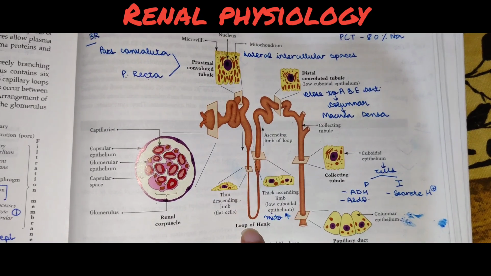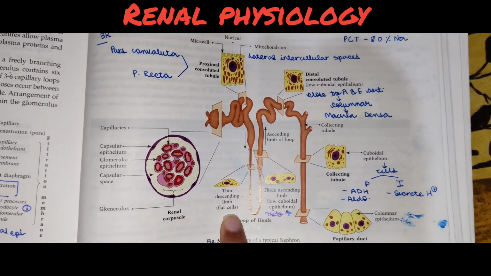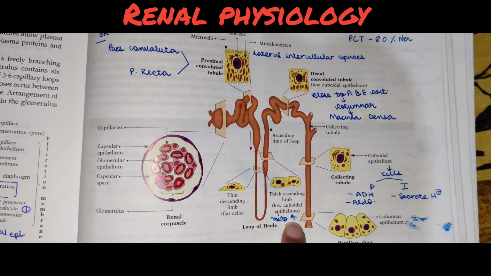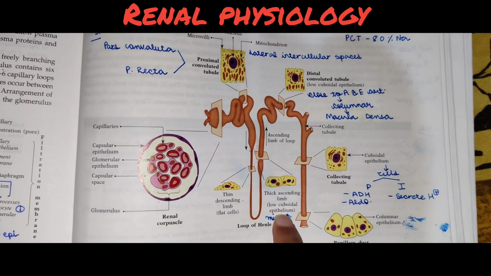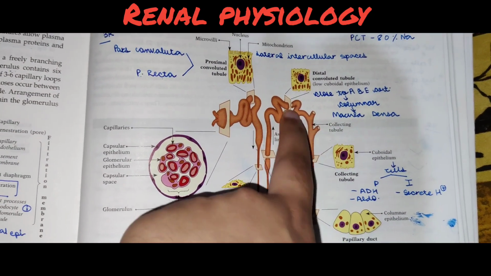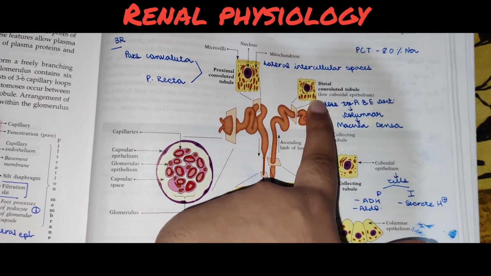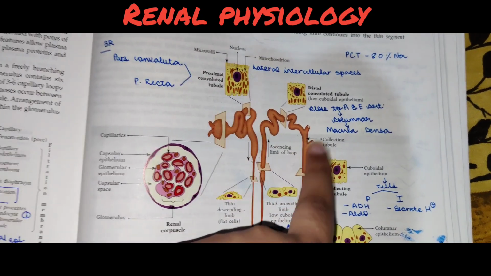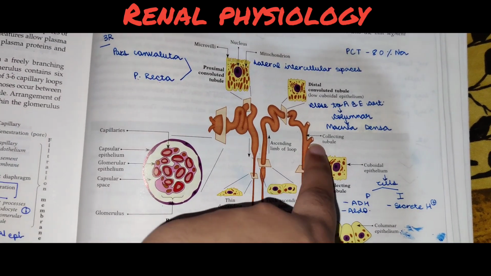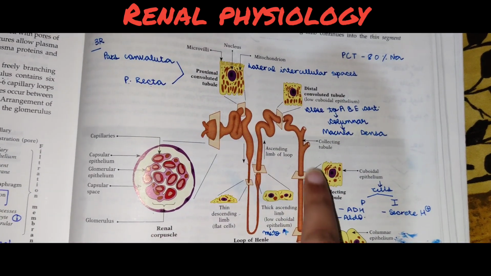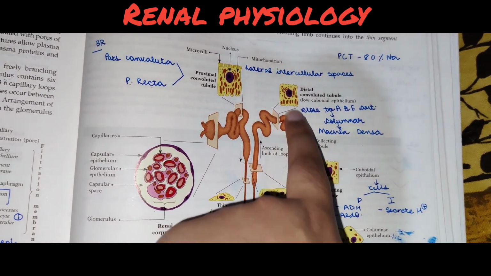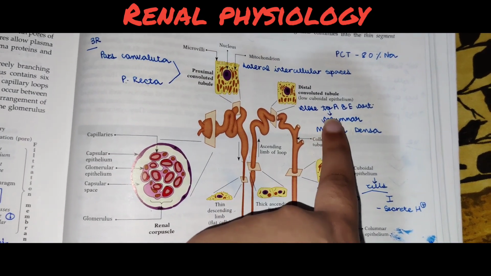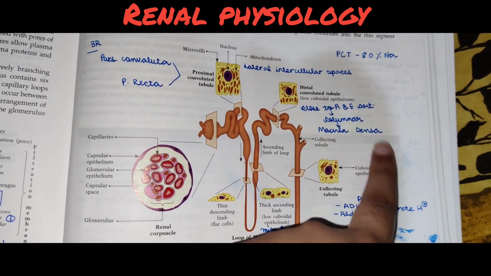Then we have the thin descending loop of Henle, which has flat cells. Then we have the thick ascending loop of Henle, which has low cuboidal epithelium, and mitochondria are high here. Then we have the distal convoluted tubule. Here it is low cuboidal epithelium with very much brush bordered epithelium. Then we have the collecting tubule, which has the same structure as the DCT, and some cells in the DCT which are close to the afferent and efferent arteriole become columnar and are called macula densa cells.